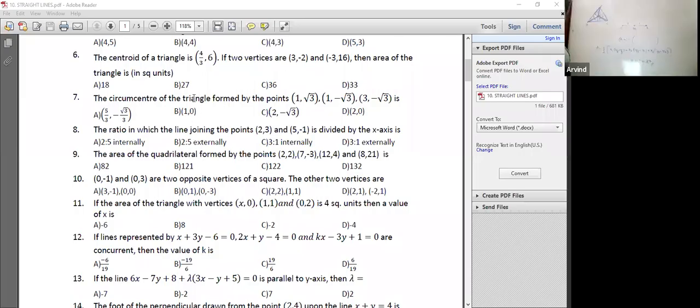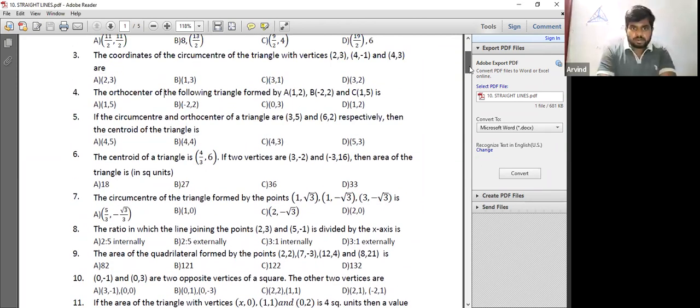Okay, let's go to the next one. The circumcenter of the triangle formed by the points. This is again the same question. Okay. Now the third one, same type.